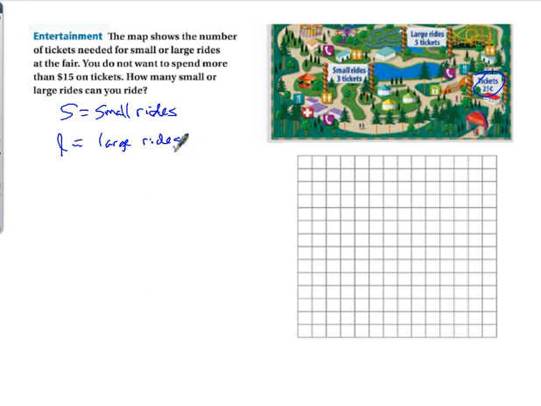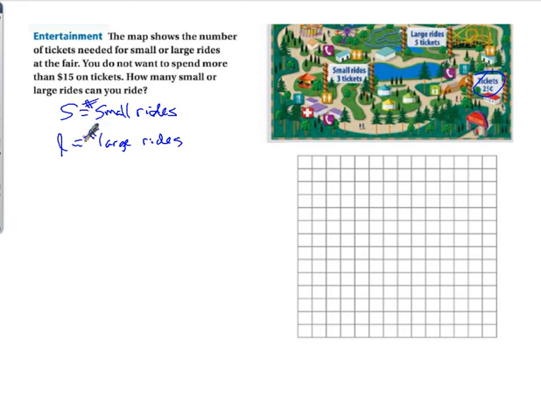No, I mean specifically what does S represent? Not just small rides. No. I'm just defining variables right now. What about small rides? Is it how much the small ride costs? How many tickets does it take to ride a small ride? Are those variables? What are we looking for in this problem? How many small rides? So S should represent what? The number of small rides, yeah.